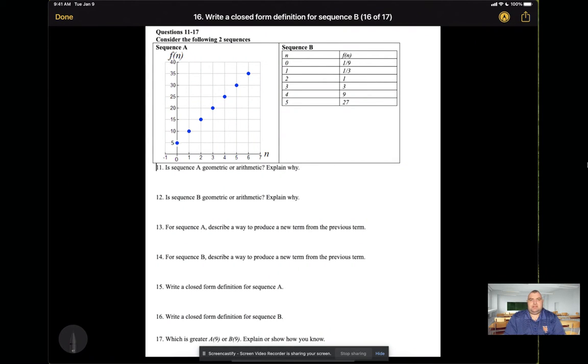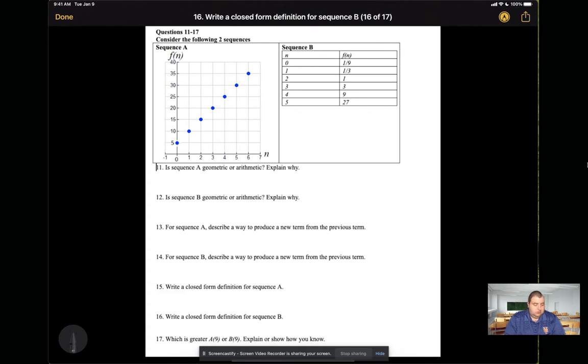Questions 11 through 17, consider the following two sequences. Notice sequence A is given in graphical form. Sequence B, we're given a table. So number 11, is sequence A geometric or arithmetic? Explain why.